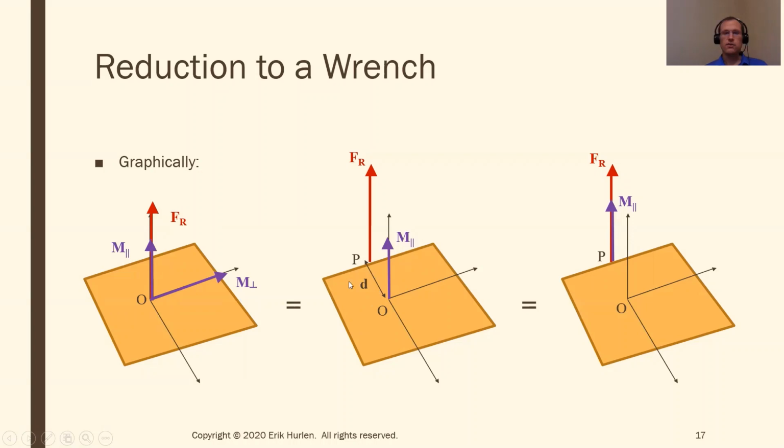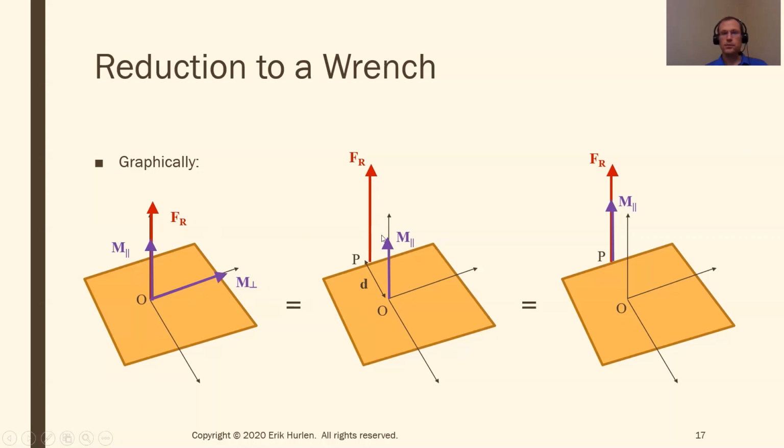So this distance d times this force FR is equal to M perpendicular. In this case, because my force is going up instead of down like it was last time, I need to move it the opposite direction because, again, right-hand rule, this M perpendicular makes this backside go up. So I want this force to also make this backside go up. So move it in that direction, again, perpendicular to both the force and M perpendicular.